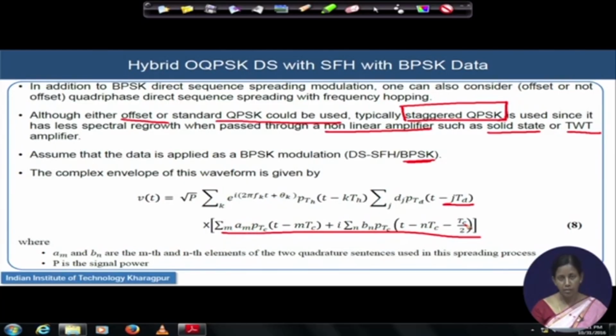TC is as usual the chip duration, TD is the bit duration, Fk is the hopping frequency, theta k is the random phase associated with the BPSK modulation, and PTH, PTD, PTC, both the PTCs here, are the corresponding pulse shaping for the frequency hopping, for the data modulation, and for the spreading.